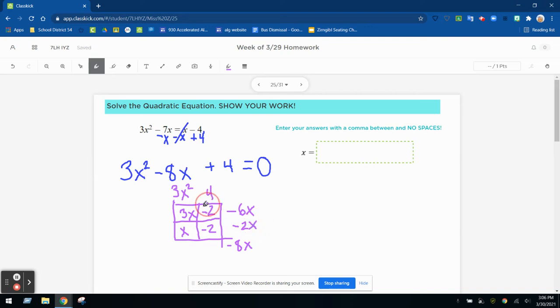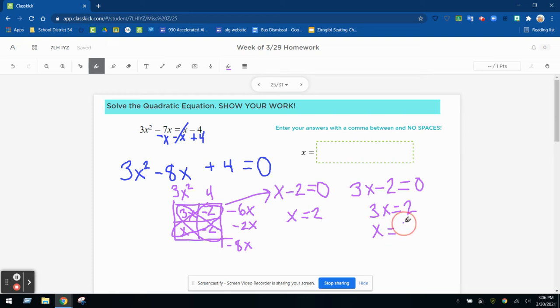All right, so our first factor, x minus 2, set it equal to 0. Don't forget to set it equal to 0. When I move the 2 over, I get x equals 2. My second factor, 3x minus 2, set that equal to 0. Start by adding 2. So 3x equals 2, and then divide by 3. So x equals 2 over 3. So we do have a fraction, that's okay. Just make sure your fractions are always simplified. So we have 2, and we have 2 over 3.